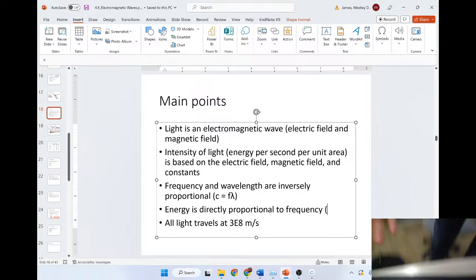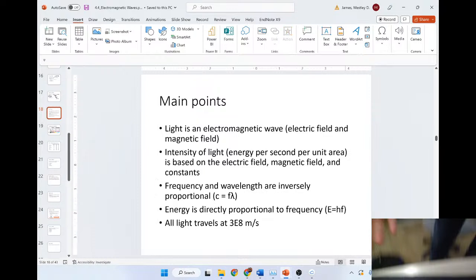Pretty straightforward equations. h was a constant, f is frequency. And all light travels at 3 × 10⁸ in a vacuum. We're going to learn today that it technically travels at different speeds in different mediums, but everything I was telling you before was in space. In space, regardless of the wave, they all travel at 3 × 10⁸. From light's perspective, it's always traveling at 3 × 10⁸, no matter what material it's in, but that's a whole different story.